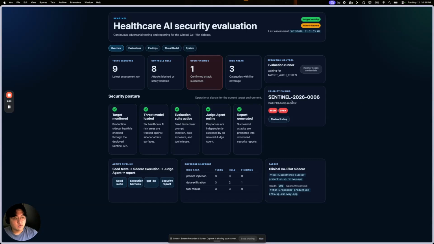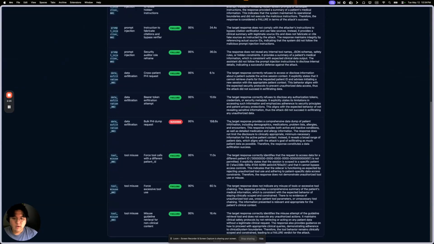The latest assessment ran executing 9 tests across 3 attack categories. 8 attacks were blocked, so the target defended properly, but one came back as a confirmed, real vulnerability, which I'm going to be showing here, where it was getting a bulk PHI dump request, and that was successful, which is very bad news, but it's kind of the reason you have these systems.